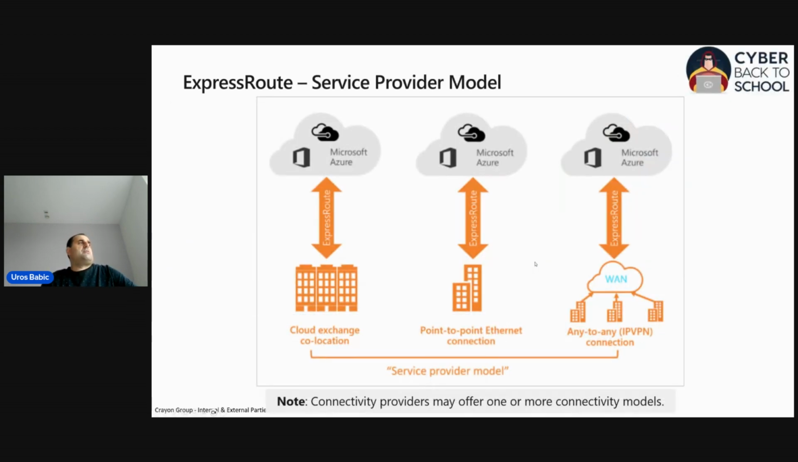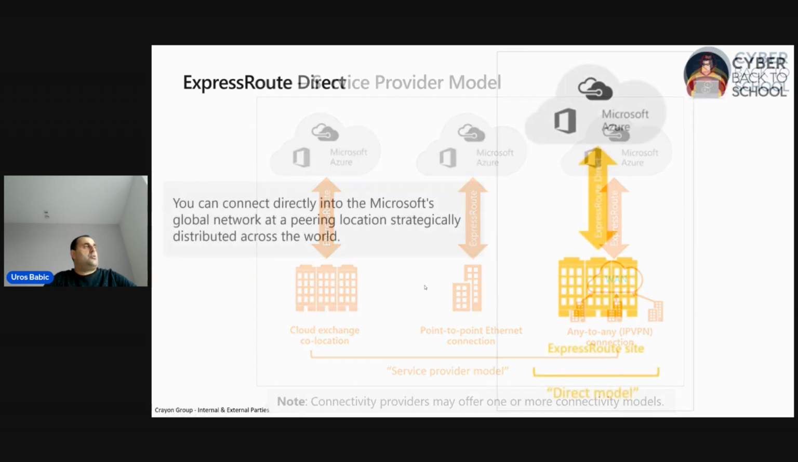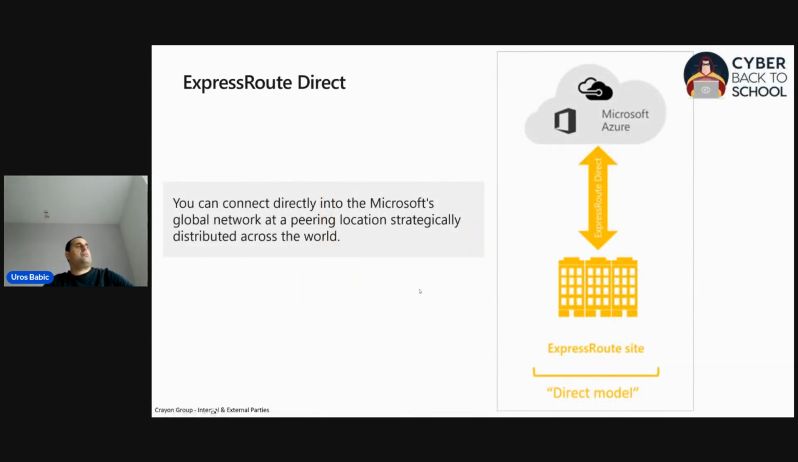I can use the service provider model approach in order to connect providers. Many offer one or more connectivity models: cloud exchange, co-location, point-to-point internet connection, the service provider model, and any-to-any IP VPN connection from where I connect via ExpressRoute to Microsoft Azure services. And I can use ExpressRoute Direct, also an option, in order to connect ExpressRoute sites and Microsoft Azure services. I can connect directly into the Microsoft global network at peering locations distributed across the world.